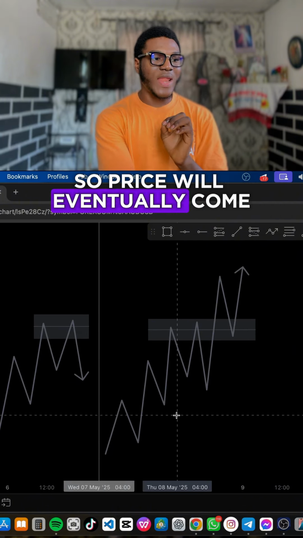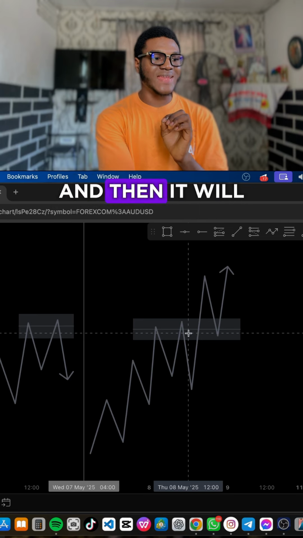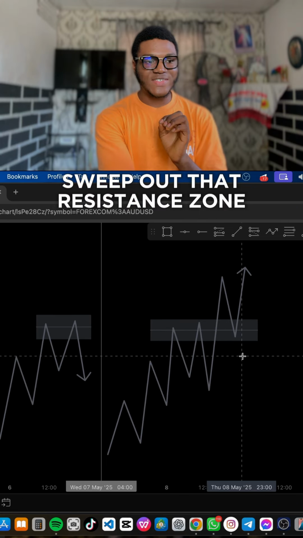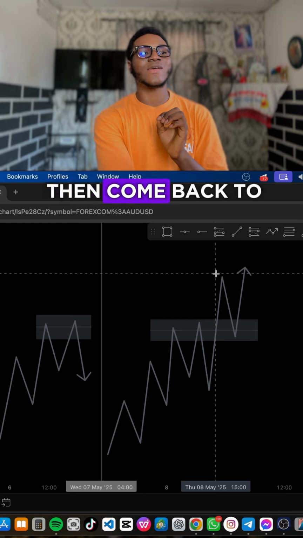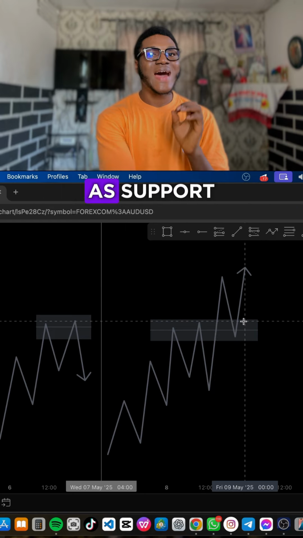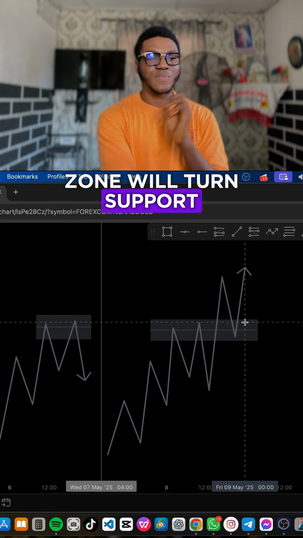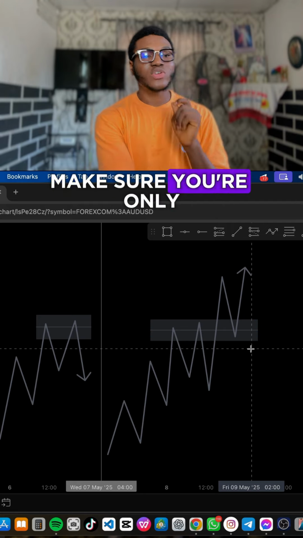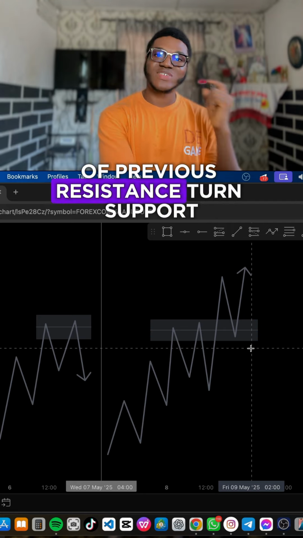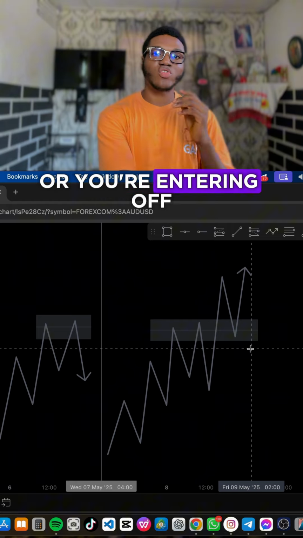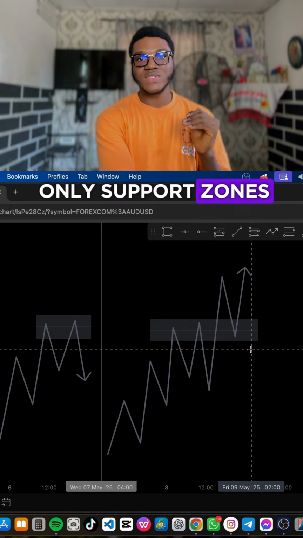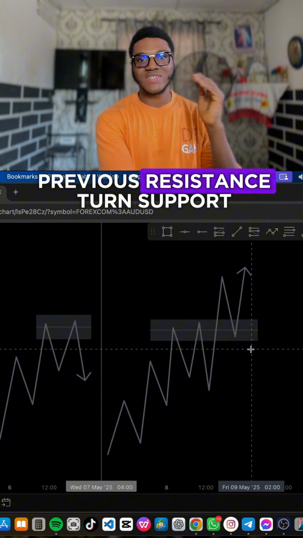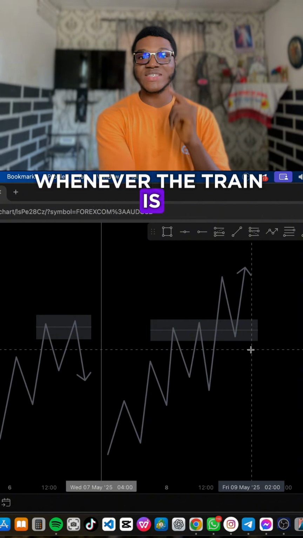So price will eventually come back to that level and then it will sweep out that resistance zone, break above it, and then come back to mitigate that previous resistance zone as support. So your previous resistance zone will turn to support. So if you're trading resistance and support, make sure that you're considering the trend. Make sure you're only entering zones of previous resistance turned support, or you're entering off only support zones, pure support zones or previous resistance turned support whenever the trend is heading to the upside.